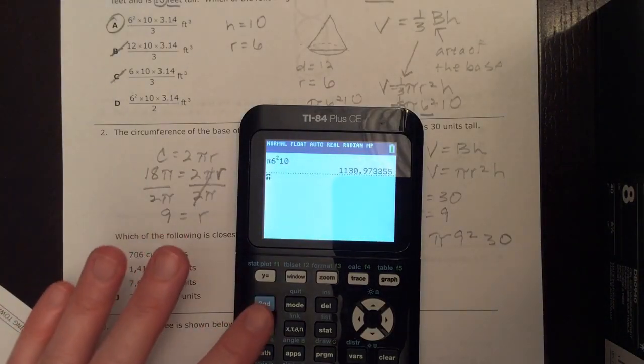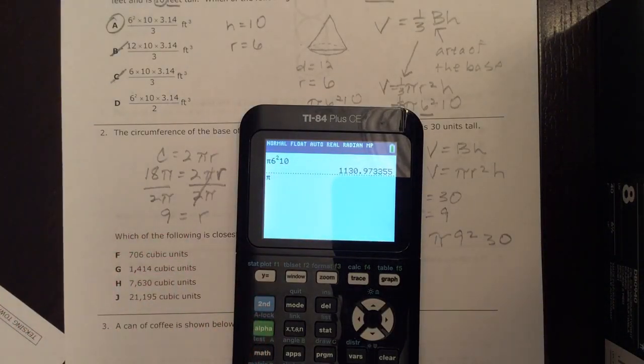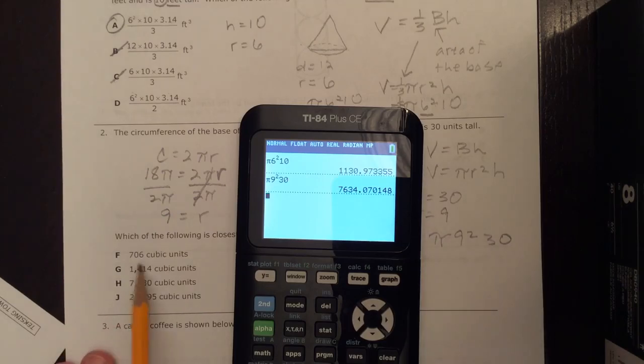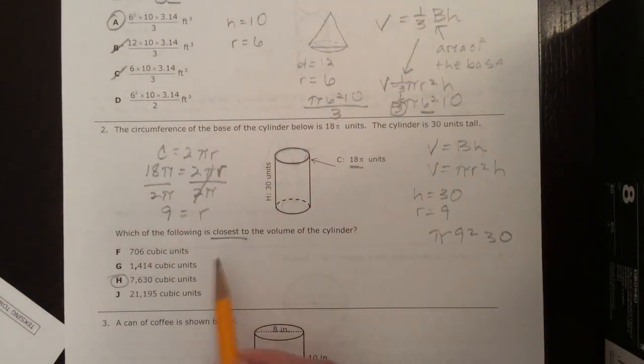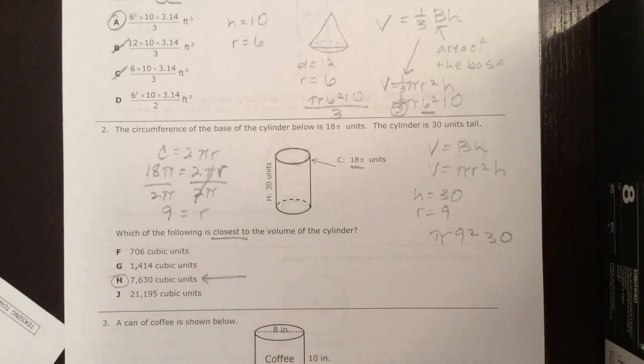Pi, 9 squared, 30. We get 7,634. And this one is close enough. And that is your answer. Closest. Oh, that's right. Good job. It says closest. That's why you need to read it. Very good, Ava. Thank you.